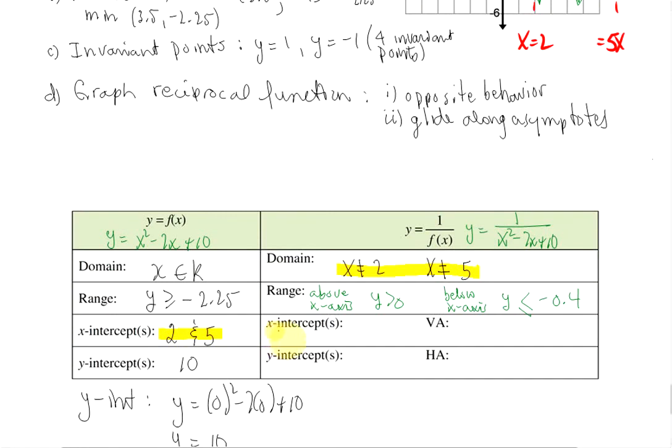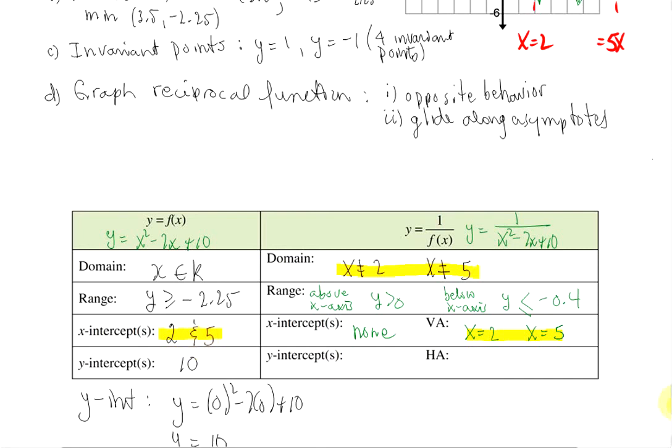Okay, do we have any x-intercepts on our reciprocal function? No, so none. Do we have vertical asymptotes? Yes, we have one at x equals 2 and one at x equals 5. And once again, they are tied into our domain restriction and our x-intercepts of our original function.